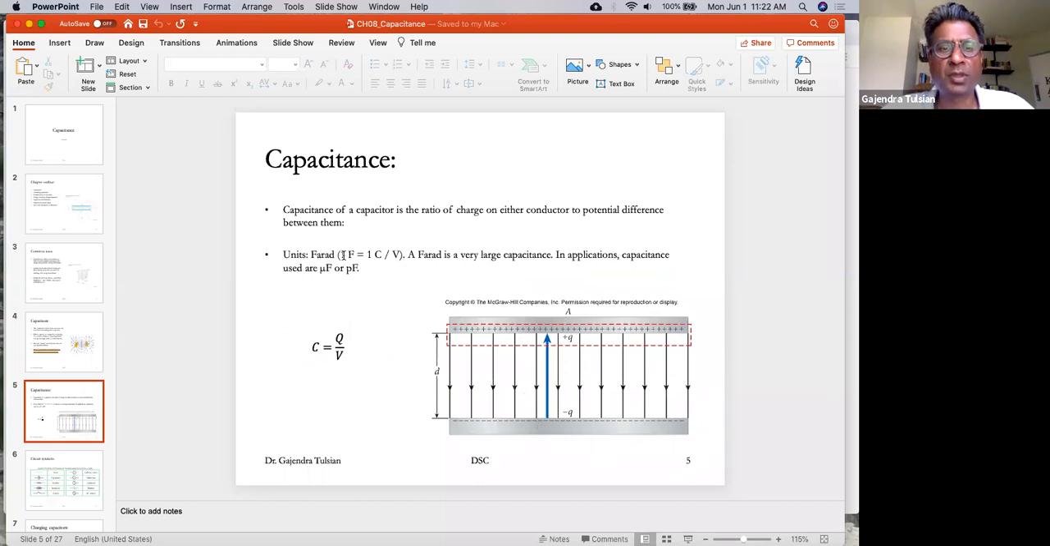The units for capacitance are coulombs per volt, and that combination of units is called a farad, after Mr. Farad, who studied these devices. A farad is a very large capacitance. So in most microelectronic circuits, or in a lot of labs, we use microfarads, a millionth of a farad, or picofarads, a trillionth of a farad. So capacitance is measured in farads.